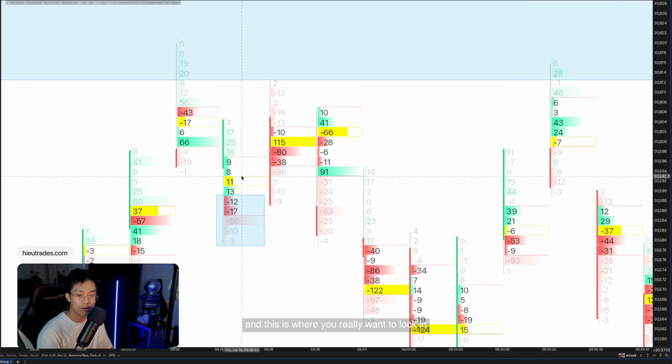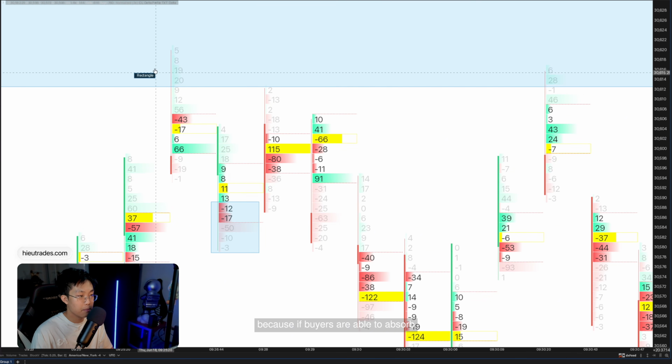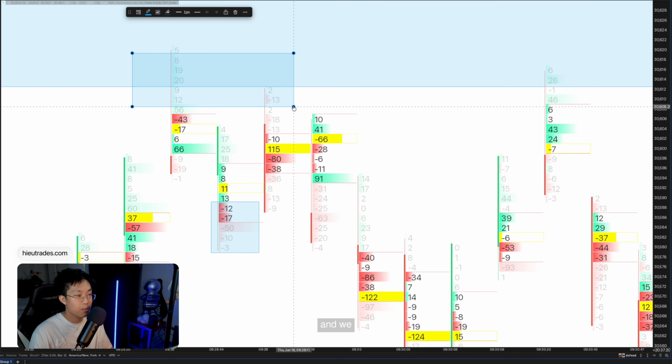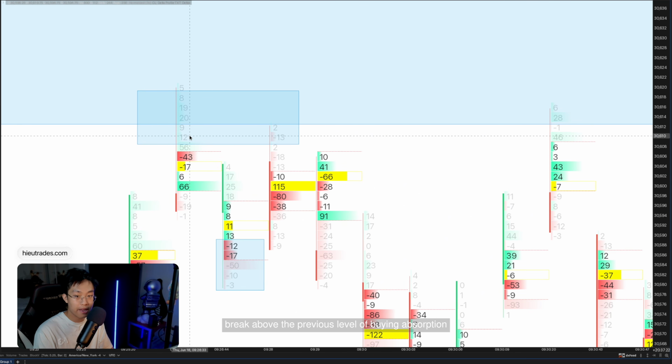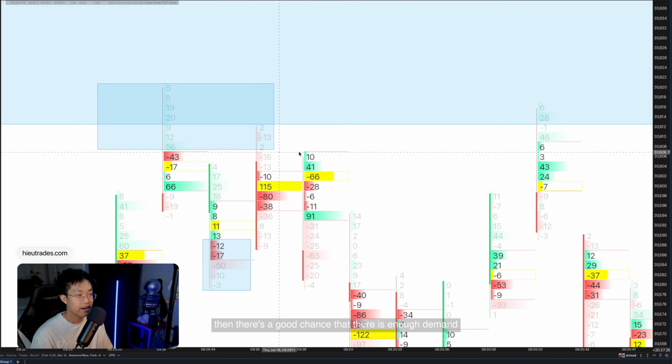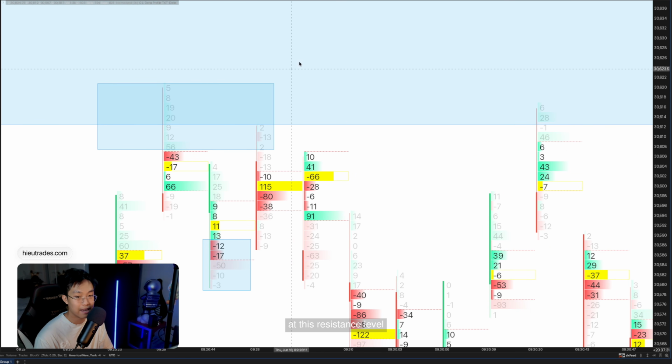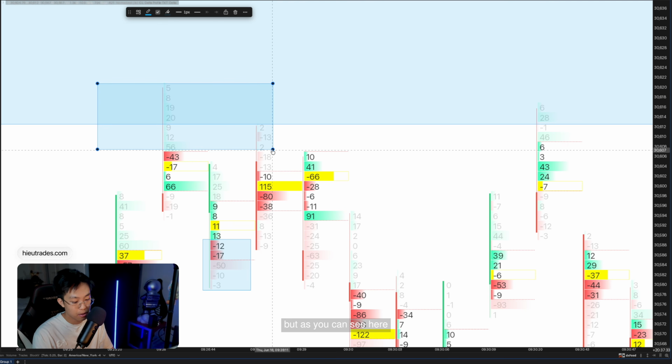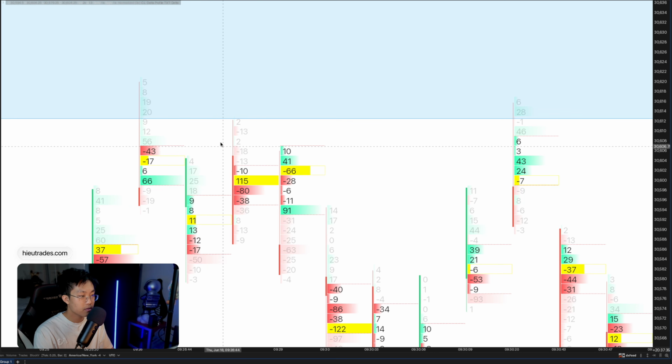And this is where you really want to lock in and see who is actually in control with those following levels. Because if buyers are able to absorb all of these sellers, with initiation kicking back in, and we break above the previous level of buying absorption, because here, strong presence of selling limits, then there's a good chance that there is enough demand to overcome the supply of sellers at this resistance level. But as you can see here, they failed.